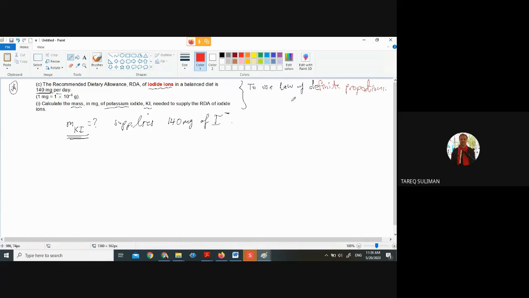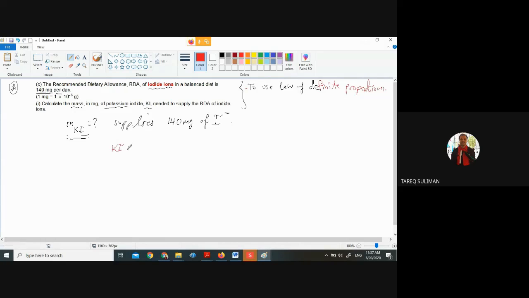This is a very important law, and this law is applied if the formula is given and we need the mass of any of its constituent elements or ions, and vice versa. Last year you studied this in KI.